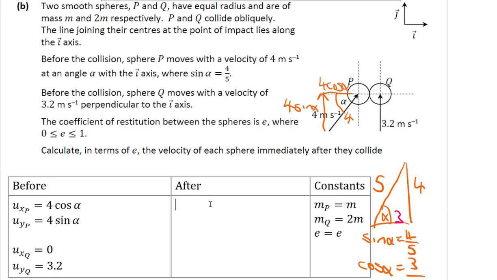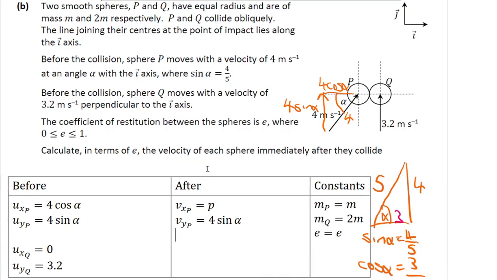After the collision now, we don't know what the Vx of p is, the left-right speed of p, so I'm just going to call it lowercase p. We do know, however, that the y speed of p after the collision, the Vy of p, hasn't changed because the collision is only in the x direction, in the left-right, so this has to be 4 sine alpha.